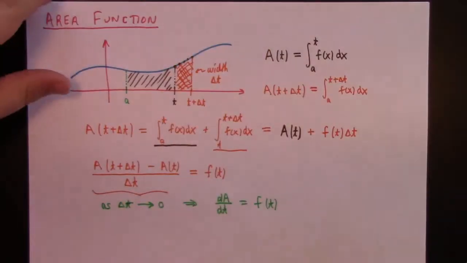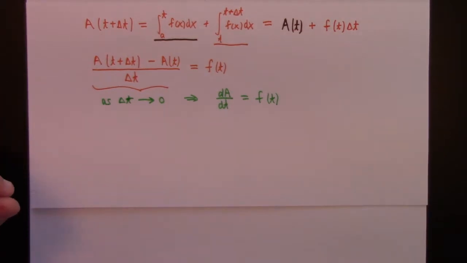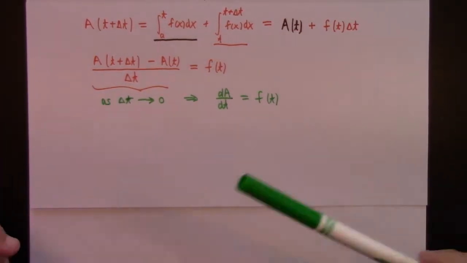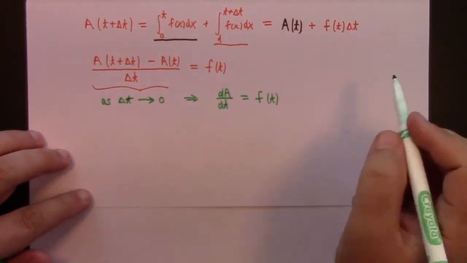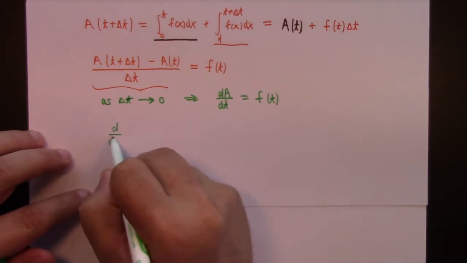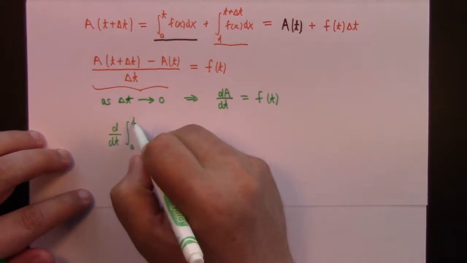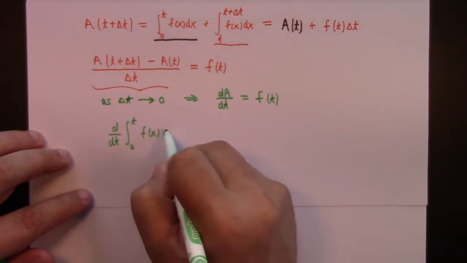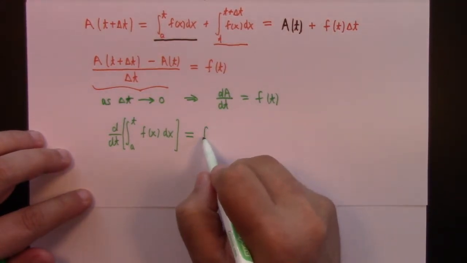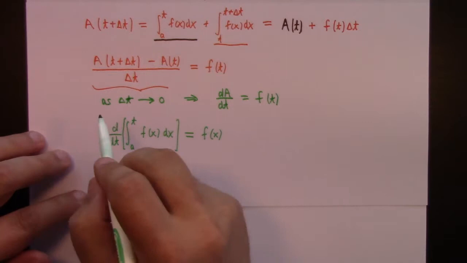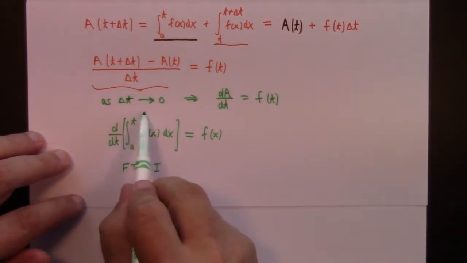Now, to prove this carefully, of course, you should do a little bit more work. If you look at my notes, there's a lot more detail about this, and that's important for you to see if you're a math major and so forth. But let me just state it here. So d/dt of the integral from a to t of f of x dx is equal to f of t. And there it is, that's FTC1 in a nutshell.